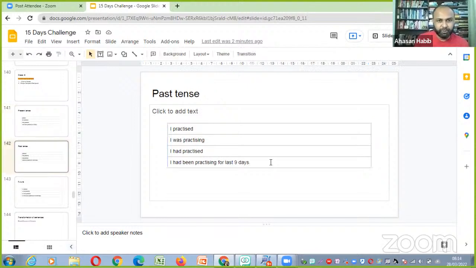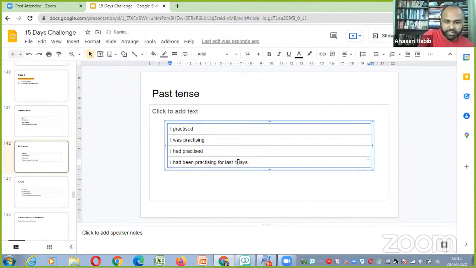Okay. Now I'd like to move a bit forward. Give me 4 sentences using the past form, very quickly. Using the past form: I practiced, I was practicing, I had practiced, and I had been practicing for the last 9 or 10 days. Type in the chat box very quickly. I'd like to see 4 more sentences from you. Very quickly, please type in the chat box using the past form.